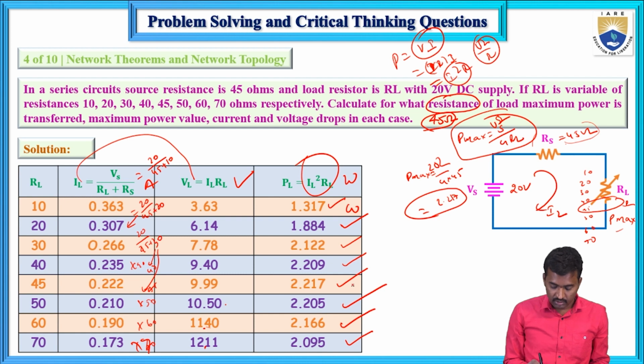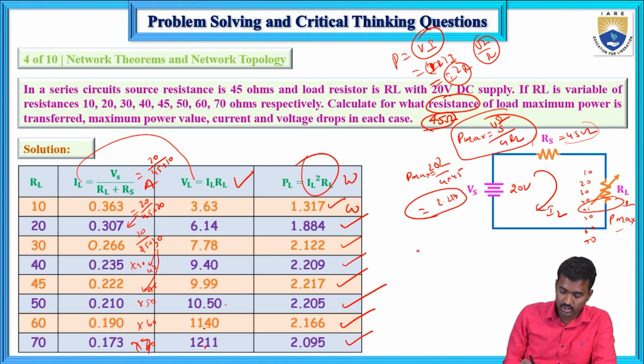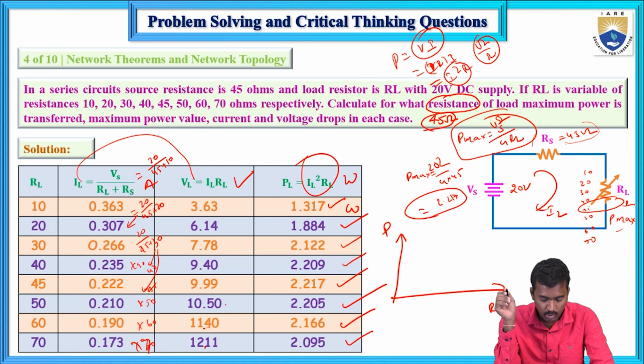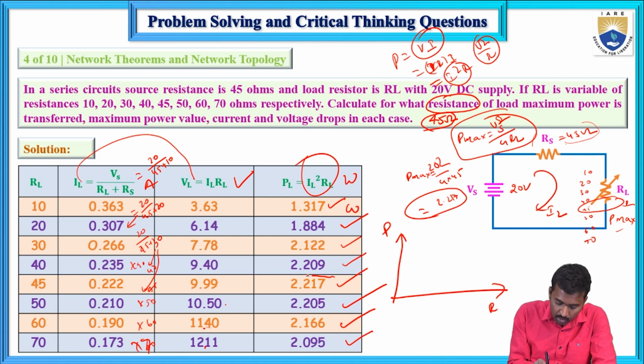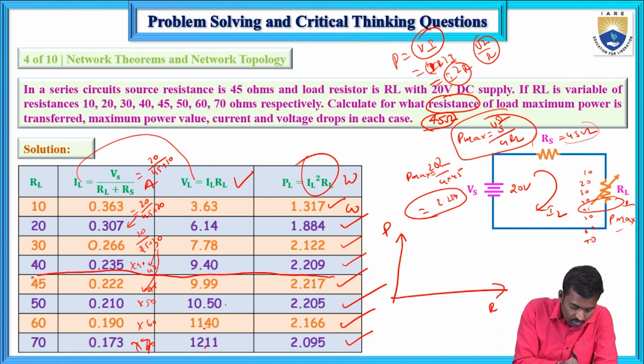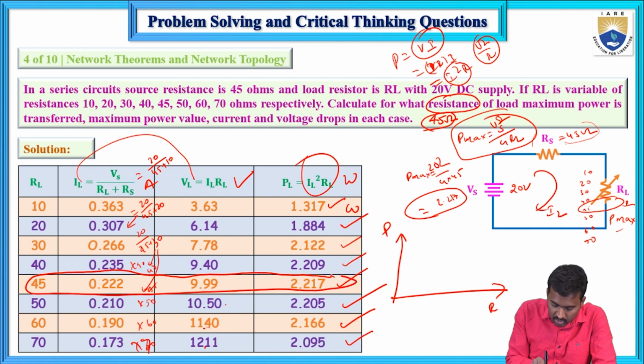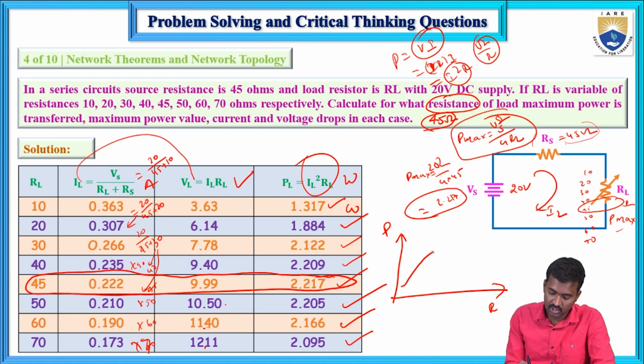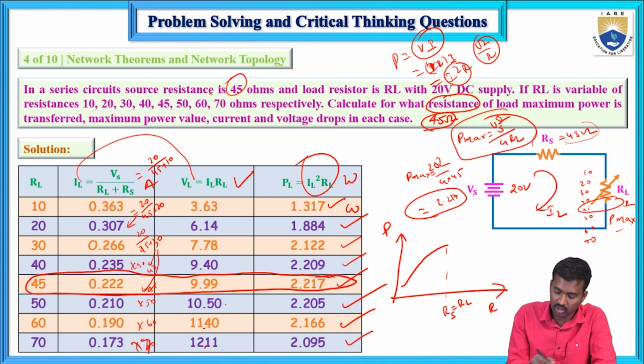Now if you observe this power and draw the graph between these, this axis is the resistance and this one is the power. At what resistance is the power maximum? At the 45 ohm resistor. Just keep in mind that the power is first increasing and is maximum when the load resistance equals the source resistance. What is the source resistance? It is 45.